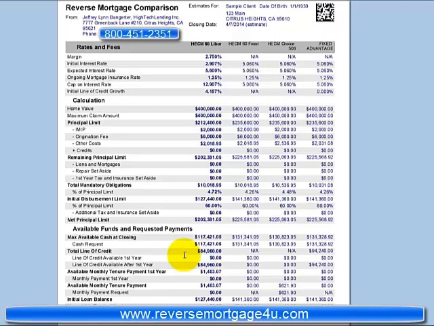Now, if you would prefer, instead of taking all of this money, you can get $1,403 a month every month for the rest of your life. So that's called a 10-year lifetime payment.